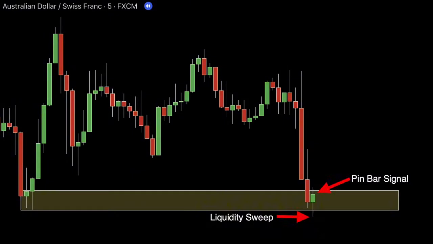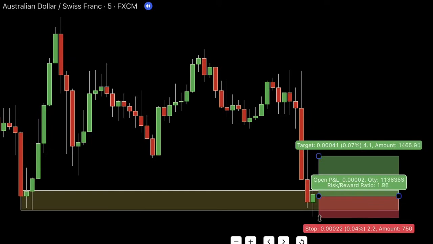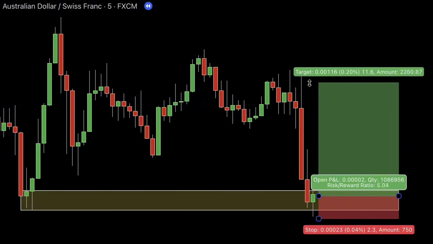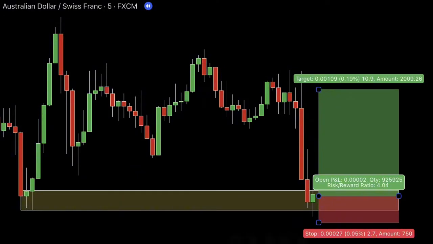Here's what to do. Place your entry at the close of the pin bar. Set your stop loss just below the pin bar wick. Target the next resistance level as your take profit. Once these are set, use the set and forget approach. Either the trade will hit your target or stop loss, with no need to constantly monitor.